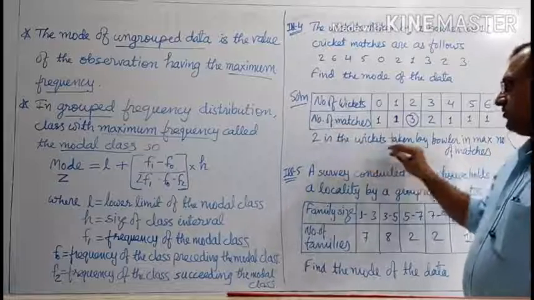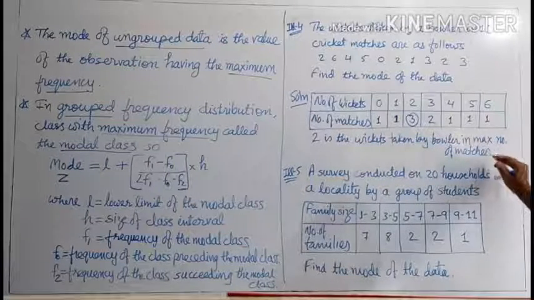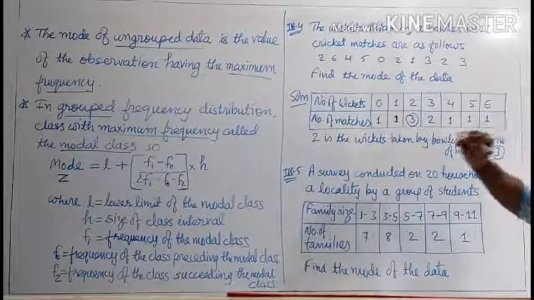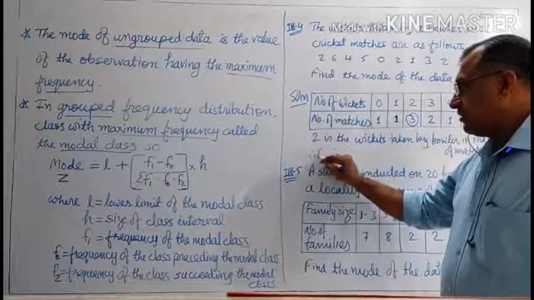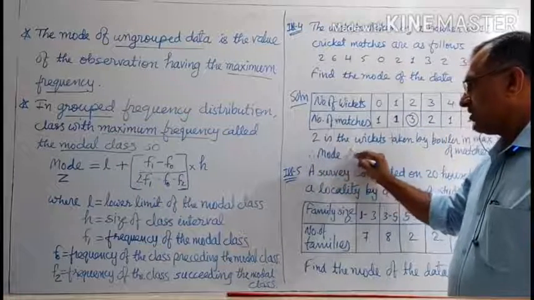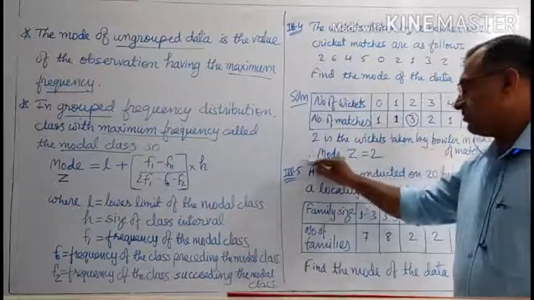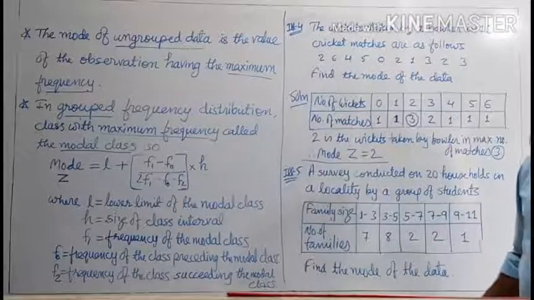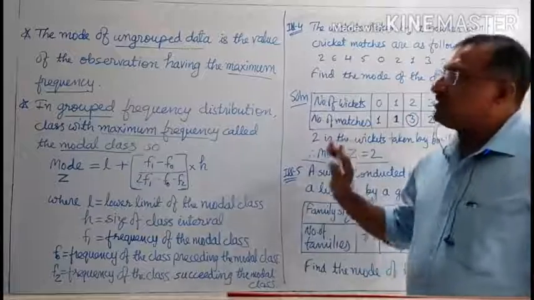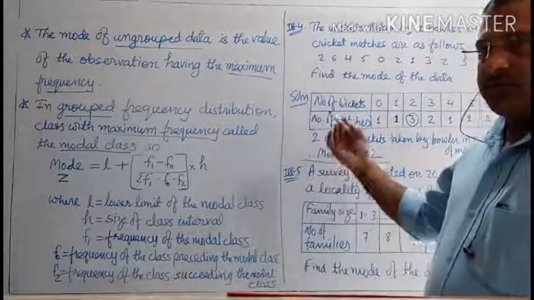2 is the wickets taken by the bowler in the maximum number of matches, that is 3 matches, and therefore here the mode of the data, denoted by Z, is 2. So here the mode of the data is 2. Is it clear? This is ungrouped data. Last year also we have discussed this part.